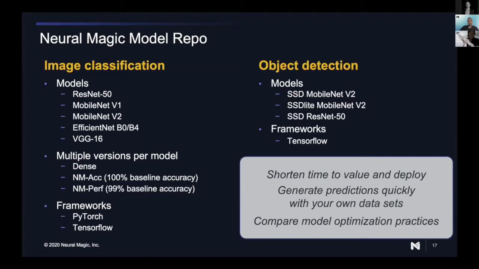So we do this on both sides. We're building out our set of object detection models today. We have been focused on SSDs to date. And really the goal of the model repo is to shorten your time to value and get you to deployment faster. It enables you to take pre-trained and pre-optimized models, but use them on your own data sets. But they also become a really good foundational component when you are doing pruning, because you can see best practices firsthand and compare the work that you're doing with how these models are pruned as you dig into that process to get better performance.